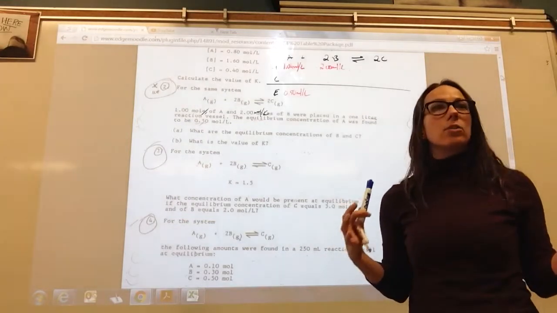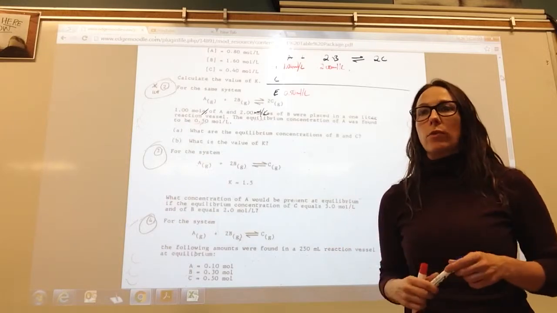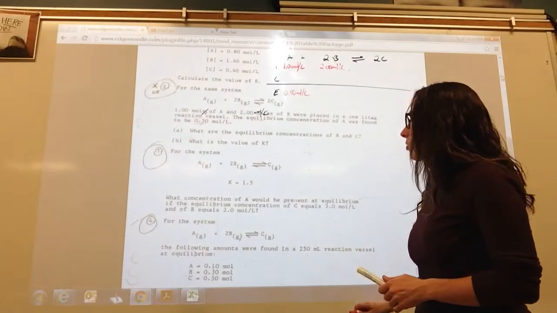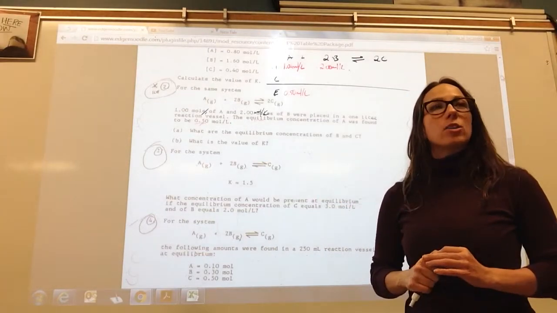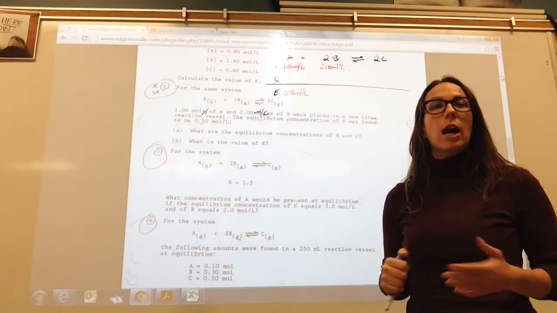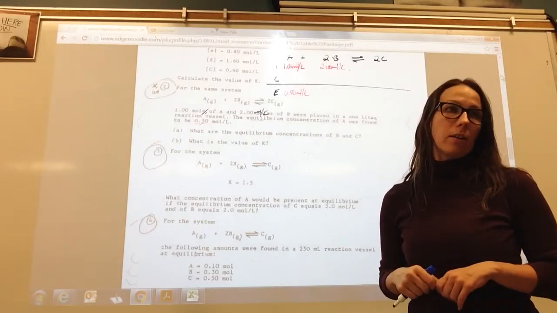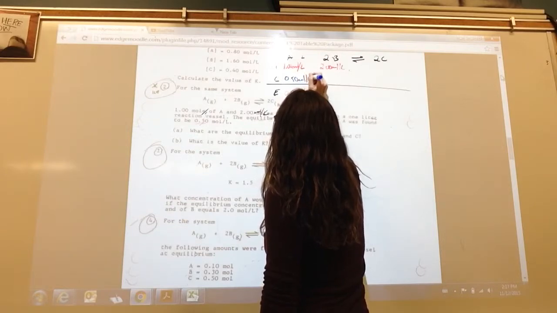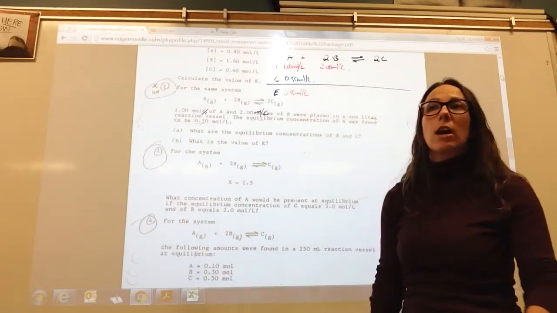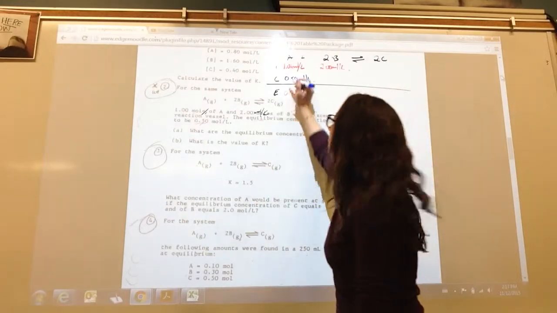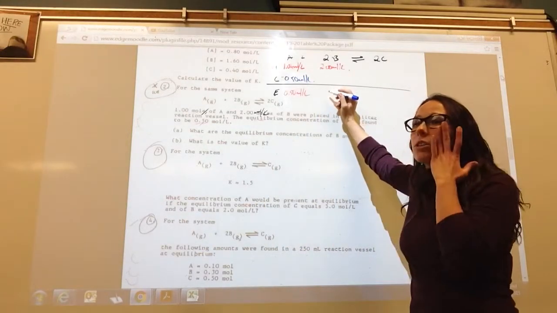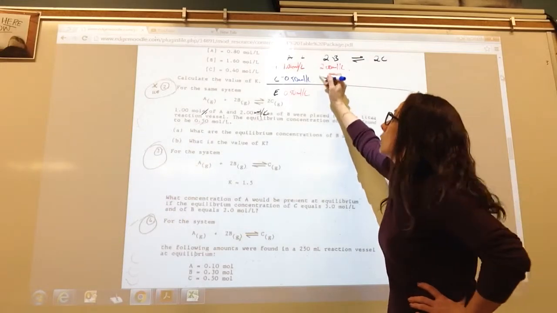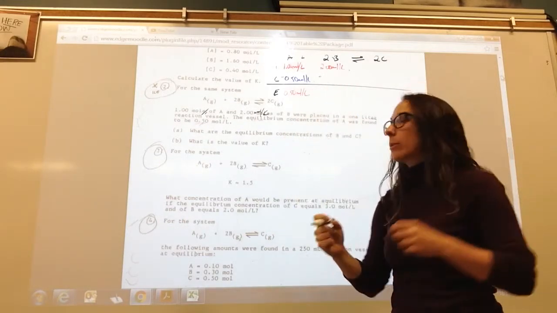Okay, does everybody understand where I'm getting my red numbers from? Okay. So now I can start filling in my changes. How much did A change by? 0.5. Added or subtracted? Subtract. Right. B, am I going to add or subtract B? Subtract. I'm going to use it up. If I've started with it, I'm going to use it up.